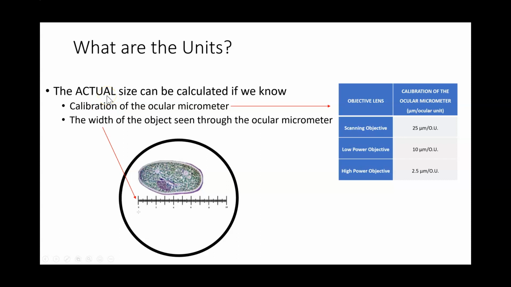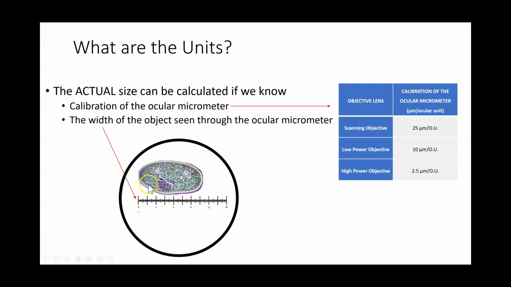Let's look at an example here. If we were actually in lab doing this with our compound microscopes, we have already calibrated them. We know that the microscopes in the Bio 107 labs have a scanning objective with a calibration of 25 micrometers for every ocular unit. An ocular unit is a fancy way of saying this little hash mark here. So for the scanning objective lens, each hash mark represents 25 micrometers. If we go up in magnification to the low power objective, each hash mark represents 10 micrometers per ocular unit. And finally, with our most powerful high power objective lens, each hash mark represents 2.5 micrometers.